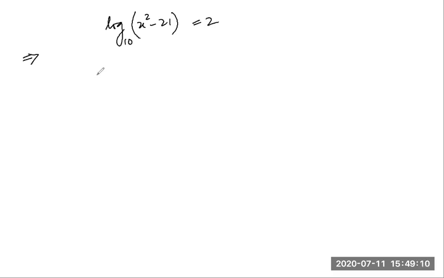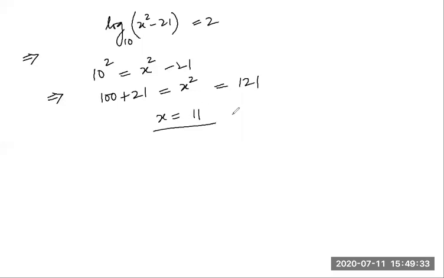10 raised to power 2 is equal to x square minus 21. So 100 is equal to x square minus 21, or 100 plus 21 is equal to x square, and that is equal to 121. So x will be equal to 11.